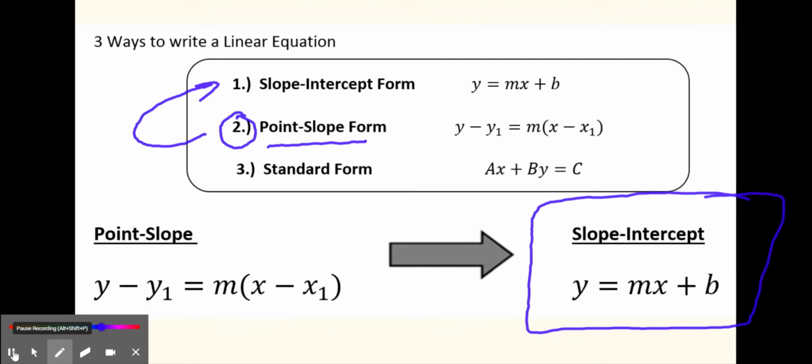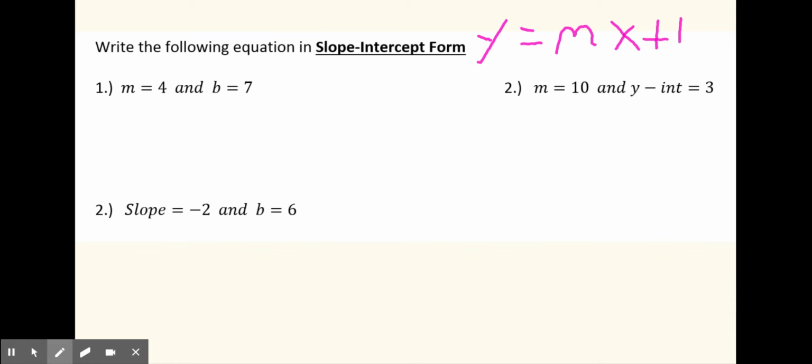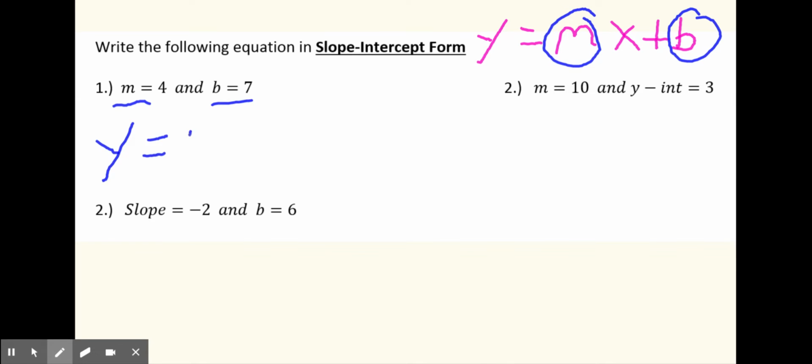Because there's actually some problems, if you don't recognize it, you might actually put more work in than you have to. For example, these problems are staying right in slope-intercept form. So like problem number 1, it says m is equal to 4 and b is equal to 7. Slope-intercept form is y equals mx plus b. And if I circle the numbers we're plugging in values for, we're plugging in for the letter m and b. So if they give that to us right off the bat, we can just jump right into slope-intercept form being y equals 4x plus 7.